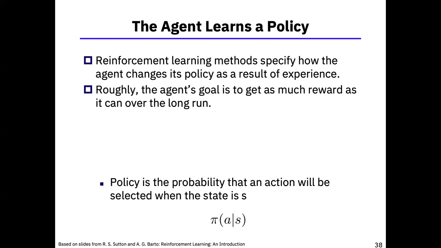Roughly, the agent's goal is to get as much reward as it can in the long run. What's long run? A long time. Maybe it's 100 steps or plays. Maybe it's 1,000 steps. What you learn or what decisions you make based on information that you learned over 100 steps is likely to be really different for some problems than what you might learn over 1,000 steps.